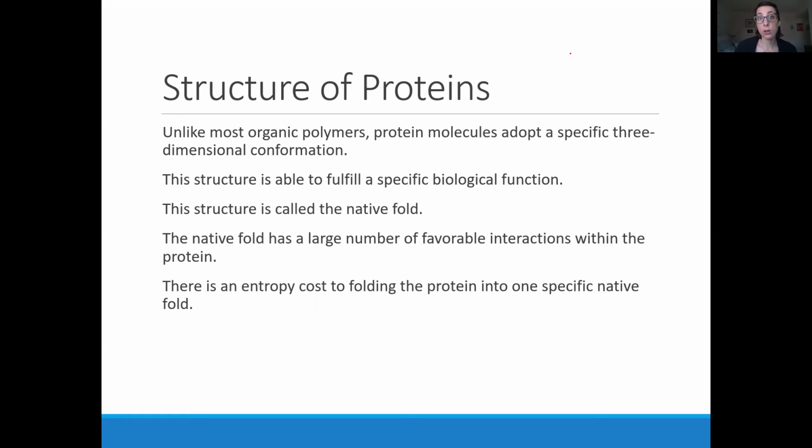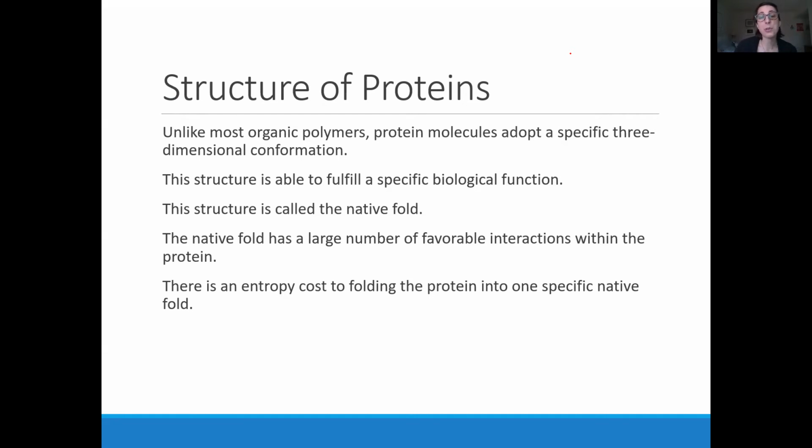And what we call the three-dimensional structure of a particular protein is called its native fold. So again, that's just what we call the three-dimensional structure the protein should fold into, its native fold, how it should fold to allow it to biologically function. This native fold has a large number of favorable interactions within the protein. So there are lots of different interactions going on that hold this protein together in its three-dimensional structure.